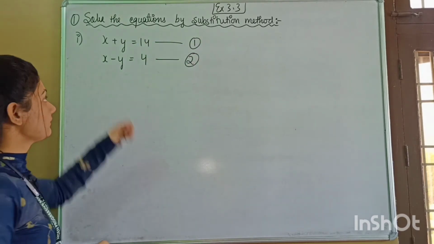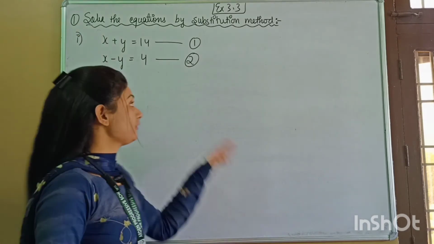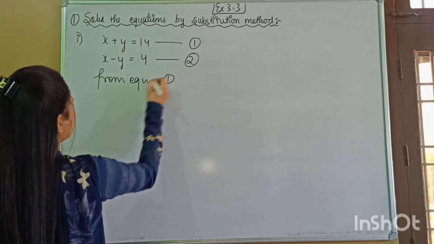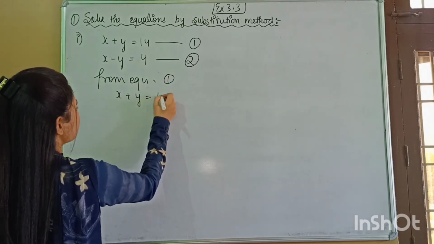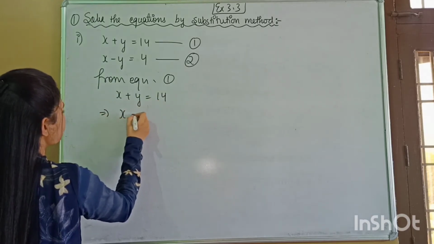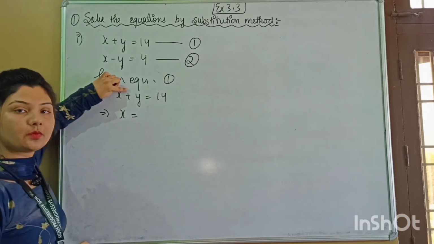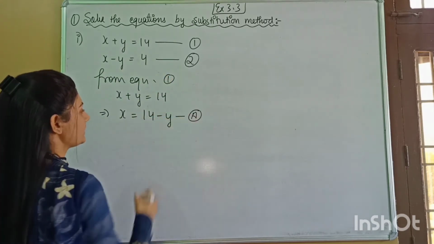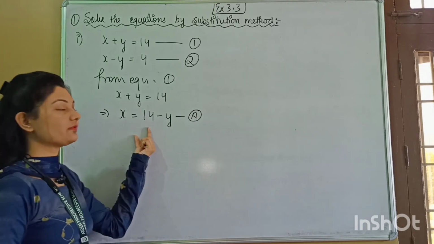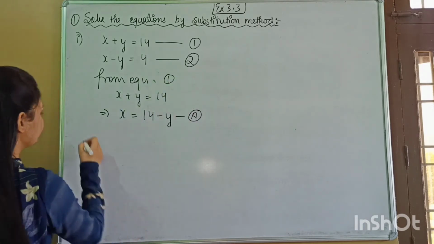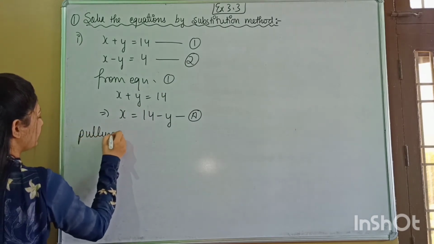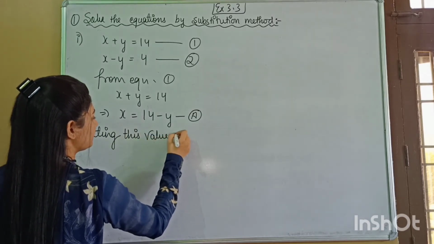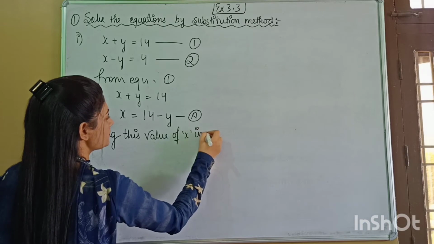So now what we will do? We will take out the value of x from equation 1. We will write from equation 1. We know that x plus y is equals to 14. So it will be x is equals to, when we will take this plus y to the RHS, so it will become minus y. So that is 14 minus y. Name it as equation A. Now putting this value of x in equation 2.